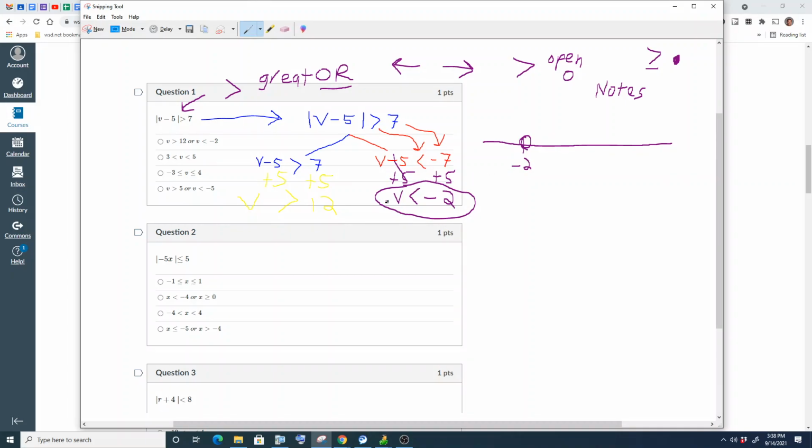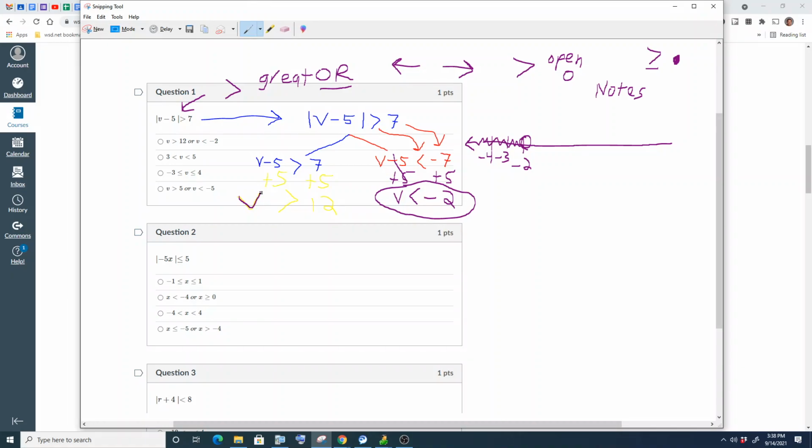And then v just represents all numbers less than -2. And so what's less than -2? Well, -3 is, and -4, and -5. And so we're going to go ahead and do all numbers to the left of -2.